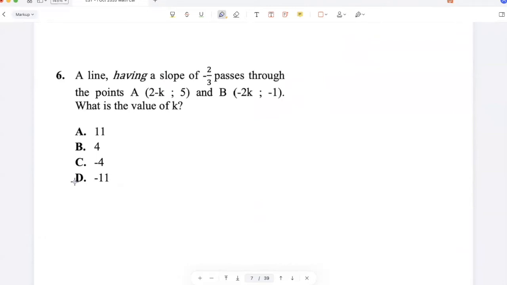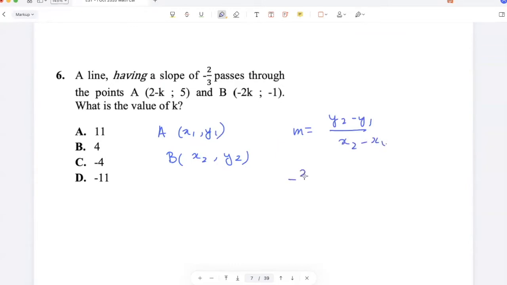A line having a slope of this passes through the points A and B. What is the value of K? Okay, so I'll take point A as x1, y1 and point B as x2, y2 and use the slope as y2 minus y1 by x2 minus x1.